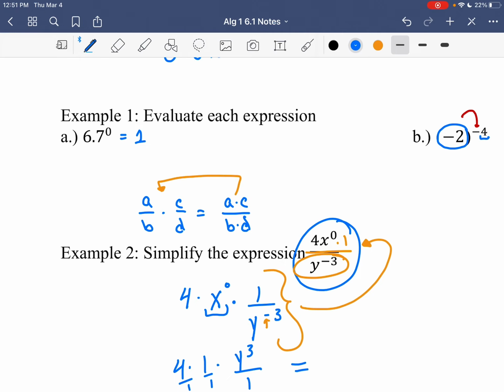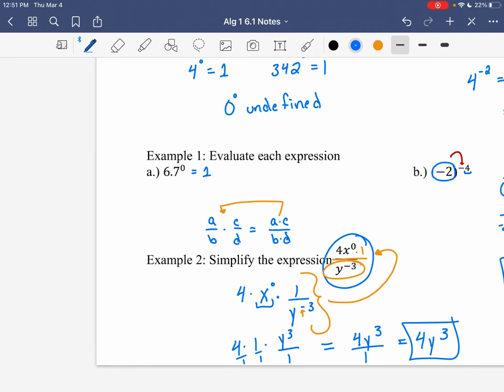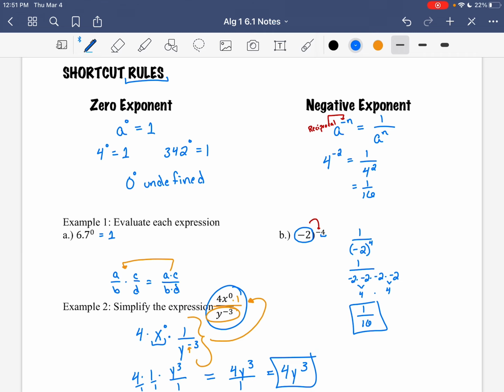My denominator is 1 on all of these. So 4 times 1 times y to the 3rd is 4y to the 3rd. My denominator is 1, so we would end up writing this as just 4y to the 3rd. Okay. So we used that fraction rule to break it up.